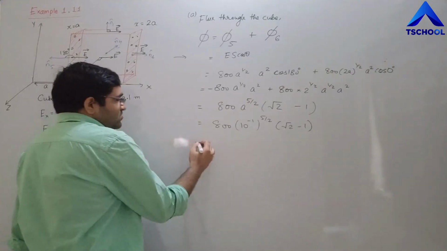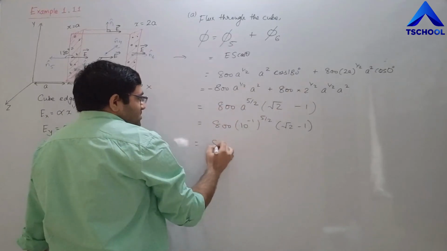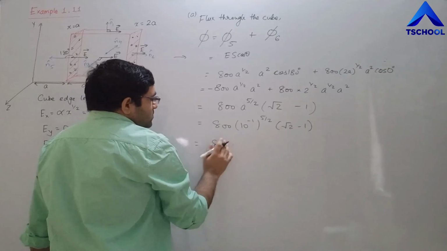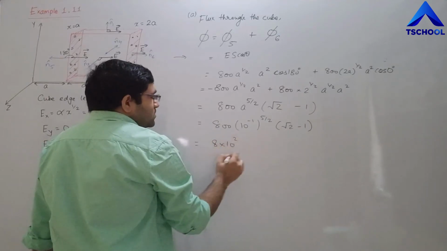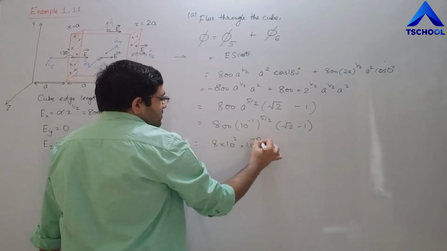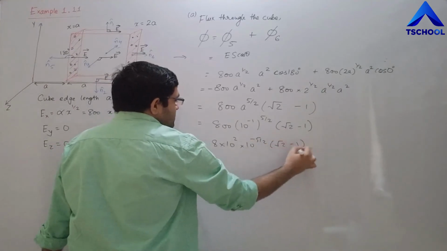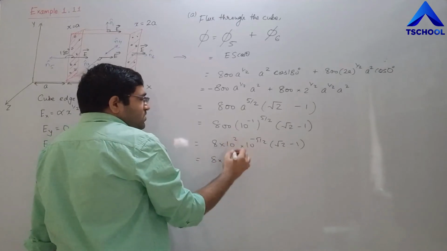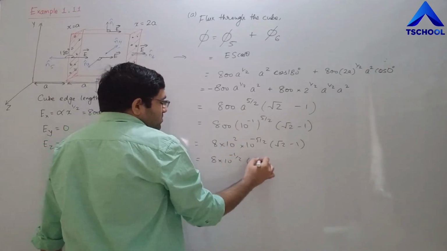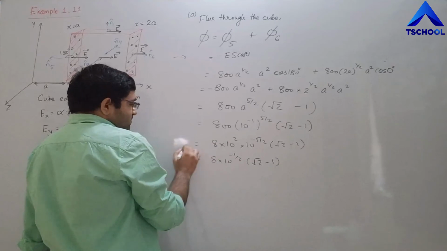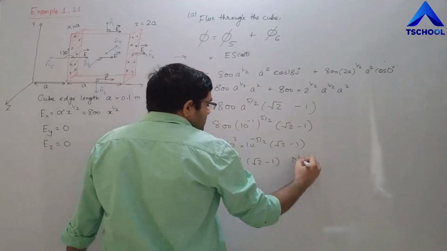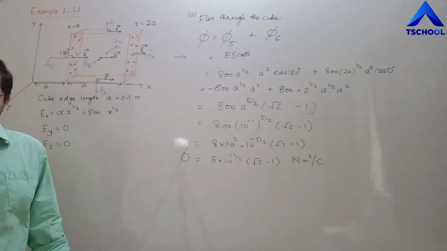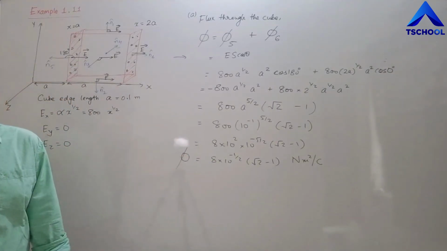It's looking very complicated, I know. So at the most I could do 8 into 10 raised to 2 into 10 raised to minus 5 by 2 into root 2 minus 1. So that turns out to be 8 into 10 raised to minus 1 by 2 into root 2 minus 1. This is your final answer of the flux in Newton meter square per coulomb. If you want, you can take a square root of 10 using your calculators. I don't have a problem with that, right?